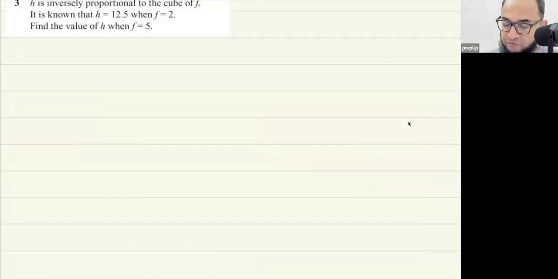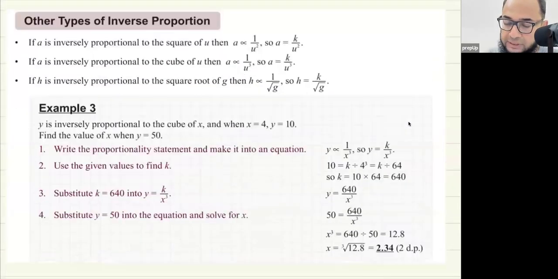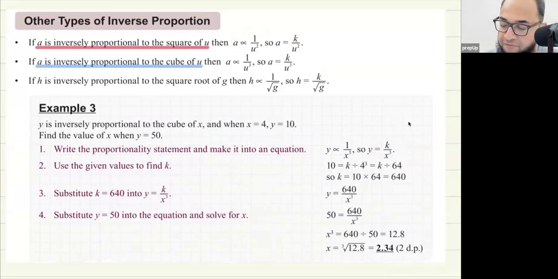Okay, so now let me focus on this. It says other types of inverse proportion. A is inversely proportional to square of u. So A is in the numerator, square of u is in the denominator. K, we write on the right hand side. So A is K over u squared. Similarly, A is inversely proportional to cube of u, and then we change it into a constant and put an equal sign.